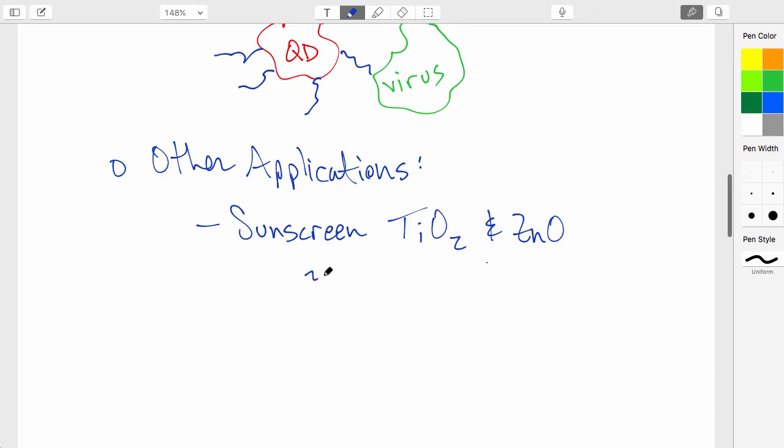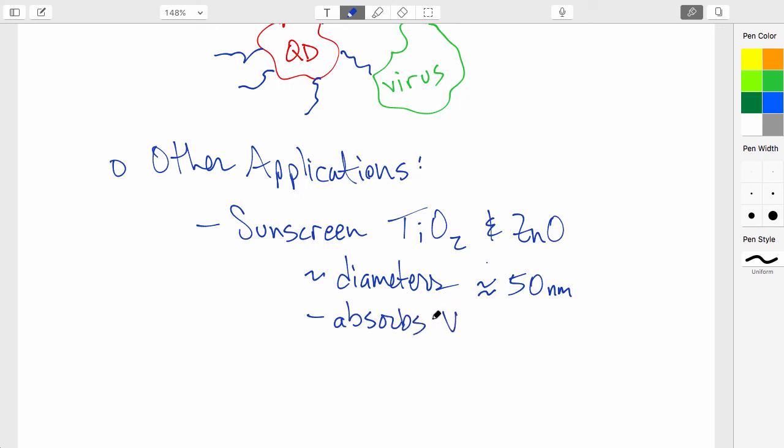And these have diameters of around 50 nanometers. So it's really, really powerful and interesting, and absorbs UV, transmits or passes visible light, and of course the effect is we get sun protection.